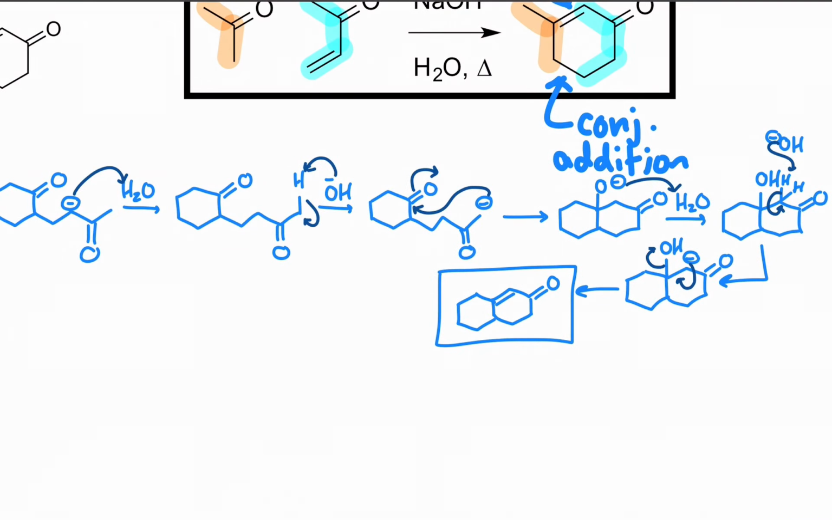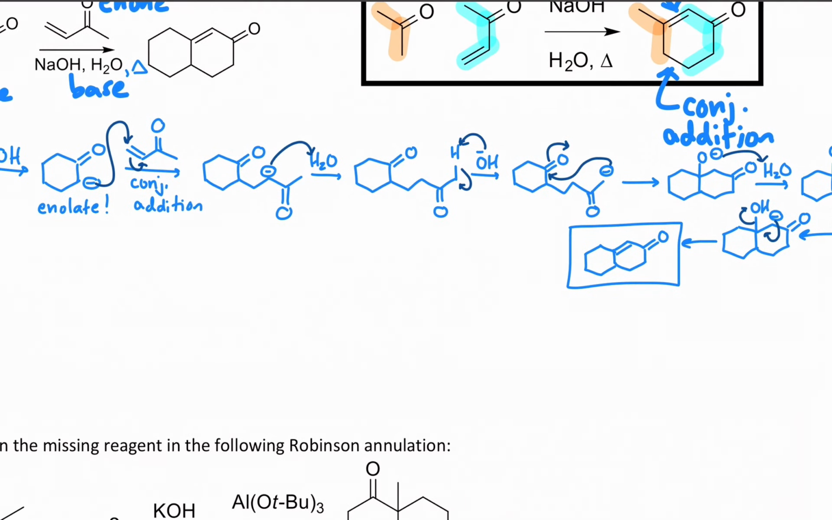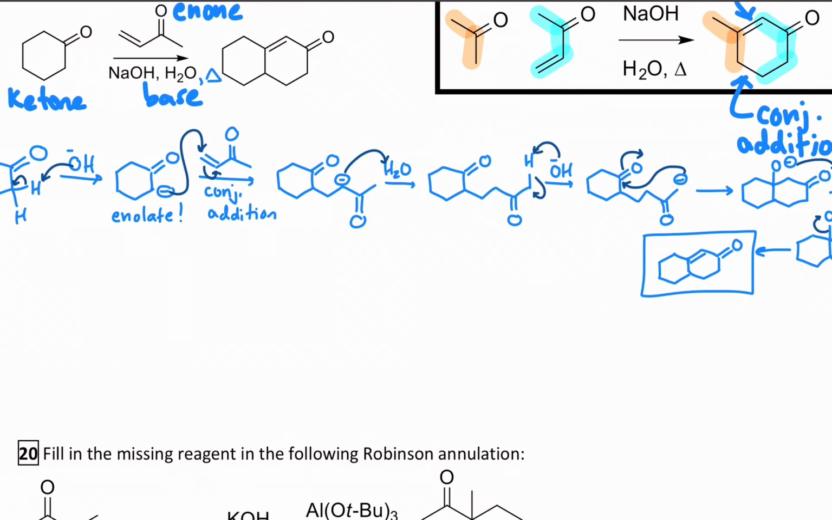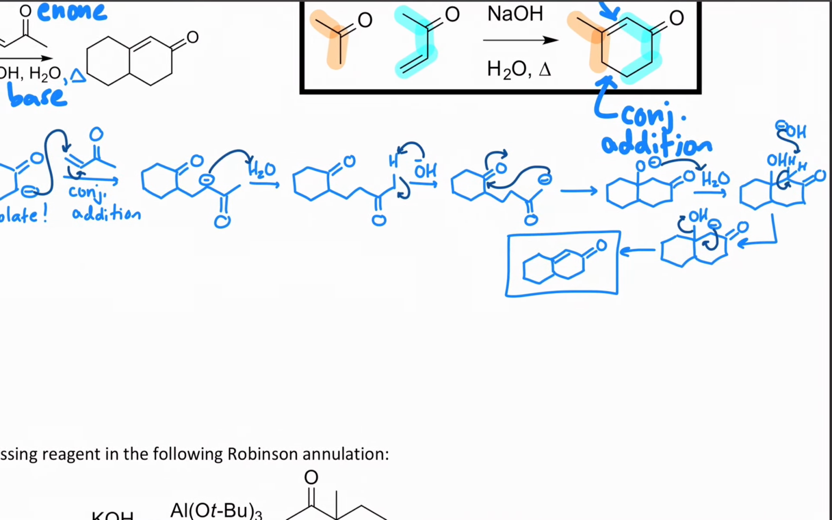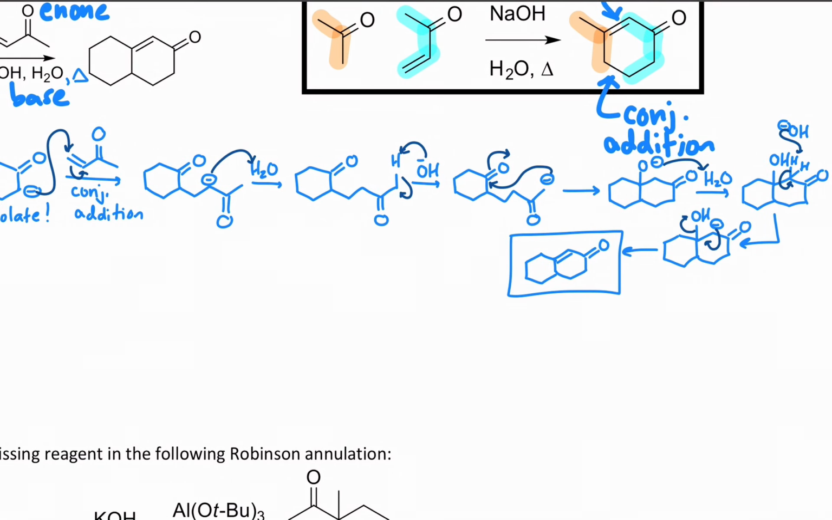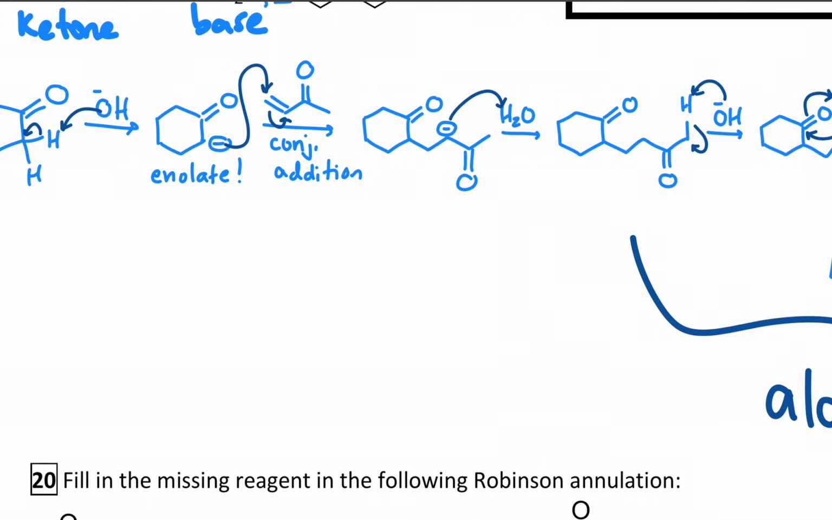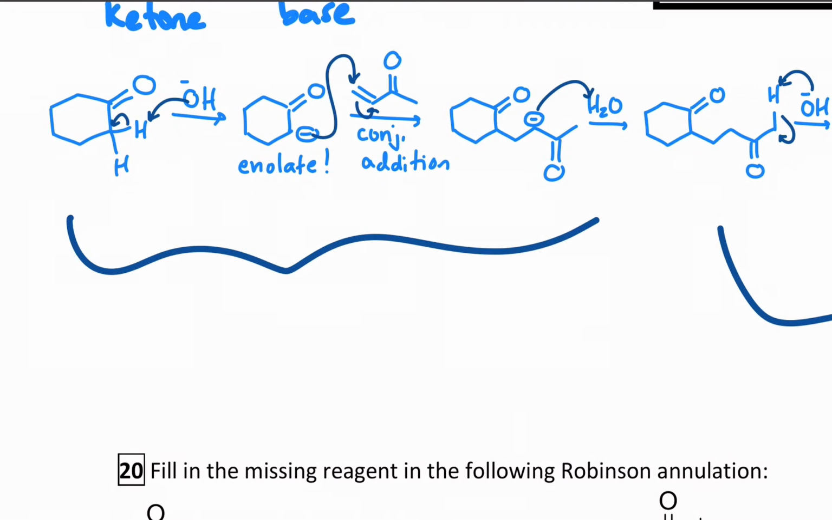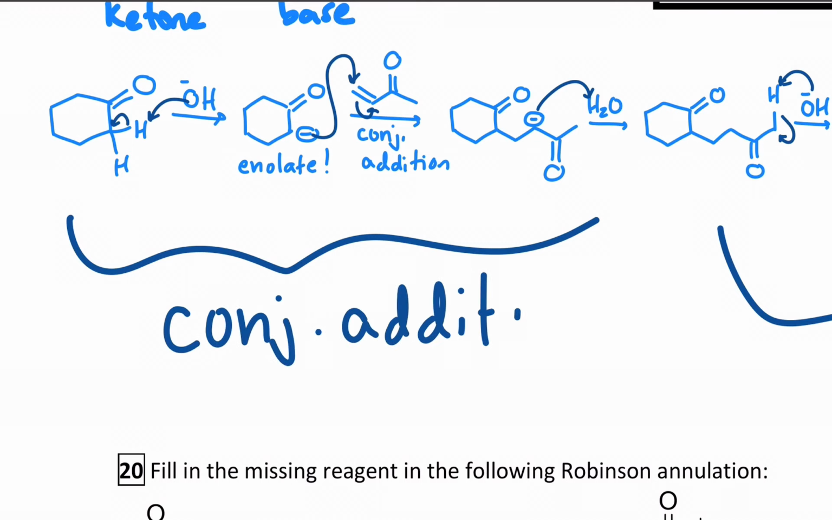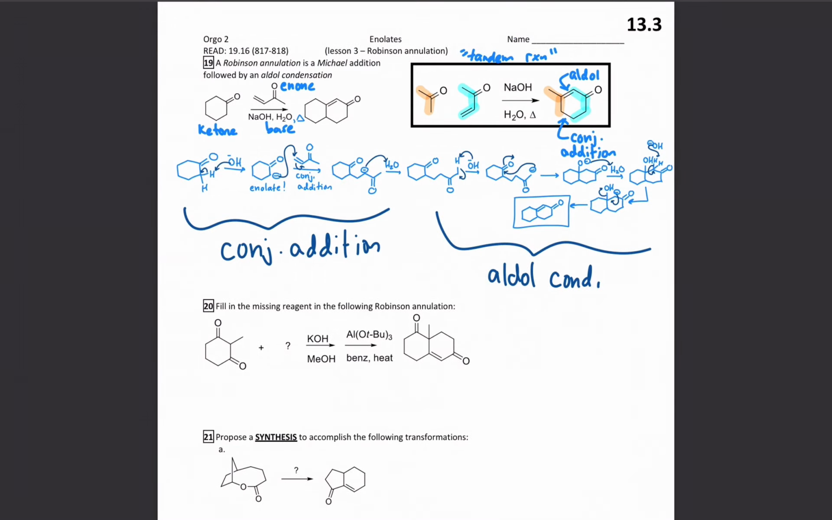So it's a lengthy mechanism, but all it is is two reactions we already know back to back. There's the conjugate addition, and then here is the aldol condensation. In fact, I'll go ahead and highlight that. There's the aldol condensation, and here was the conjugate addition. And that's the Robinson. That's how it works.